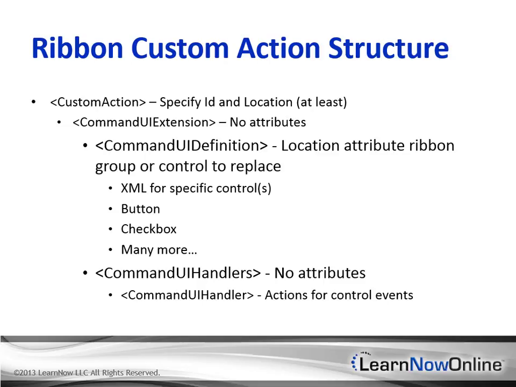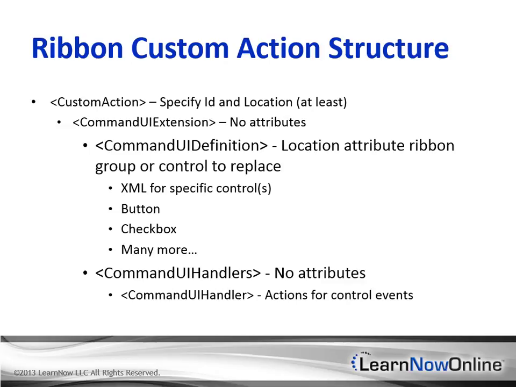And then you enter the command UI extension element that has no attributes. And then the command UI definition, which is the location attribute ribbon group or control that you're going to replace. So that's where you put in the XML for your specific controls like a button or checkbox or whatever. And then the command UI handlers, there's no attributes.